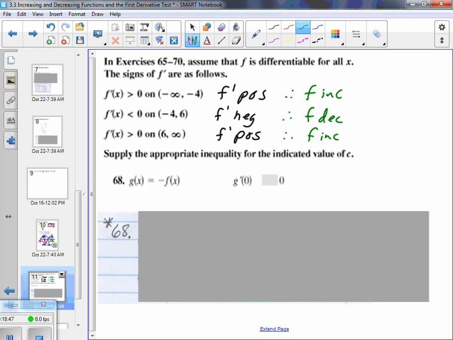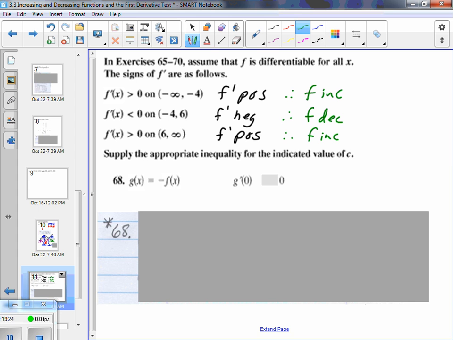Supply the appropriate inequality for the indicated value of c. They tell us that g of x equals negative f of x, and that we're supposed to compare g prime of 0 to 0. So our answer is going to be g prime of 0 is greater than 0, or g prime of 0 is less than 0. That's what we're going to end up with. They didn't tell us g prime. We've got to find it ourselves.